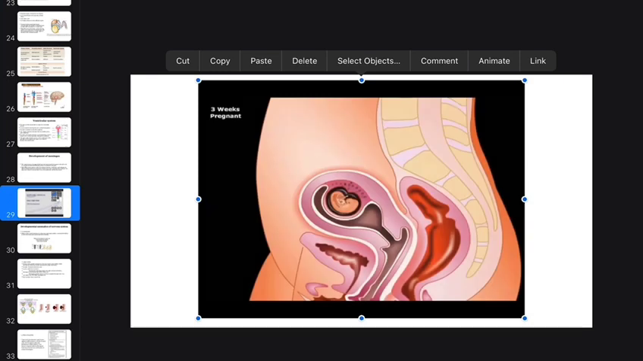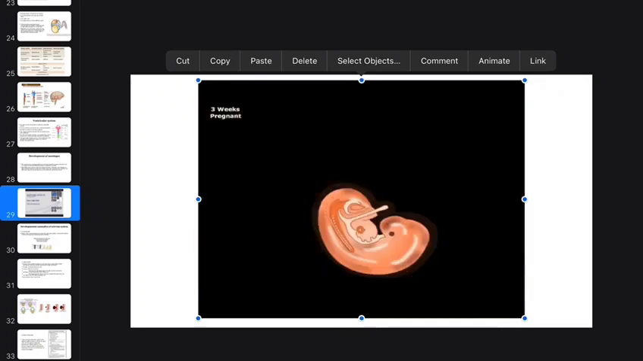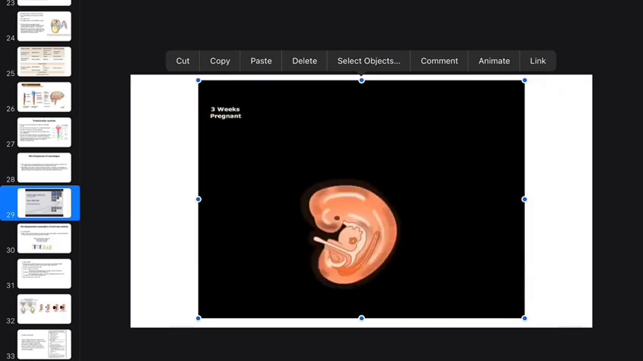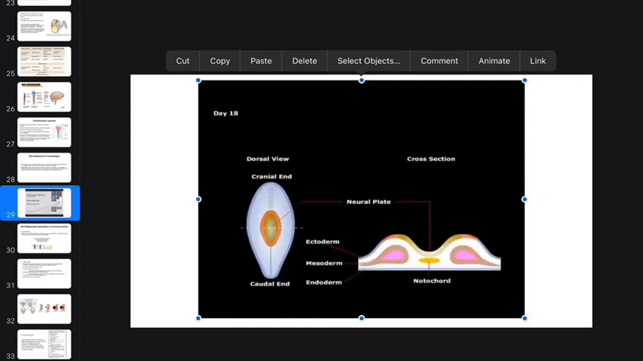The development of the nervous system begins during the third week of gestation. Primary neurulation is the process that forms the functional central nervous system. Let's begin with the development of the embryonic nervous system. By day 18 of fetal development, the ectodermal germ layer has the shape of a disc with a cranial and caudal end. The cross-section on the right illustrates three germ layers: the ectoderm, mesoderm, and endoderm.